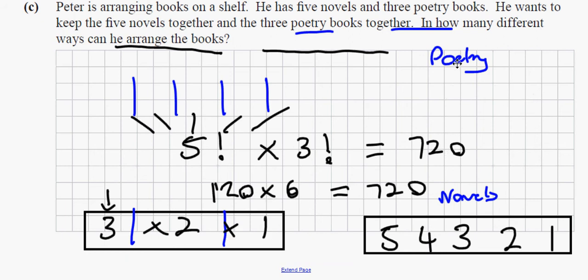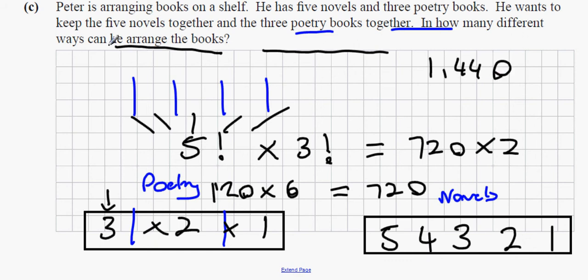So this is the second way of looking at it, and basically you could always have the poetry books first, the novels second, or the novels first and poetry second. And this once again is another 720. So multiply 720 by 2 and you get 1440. Okay.